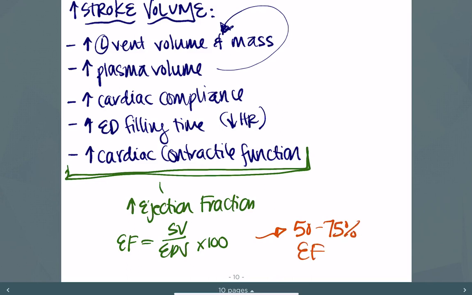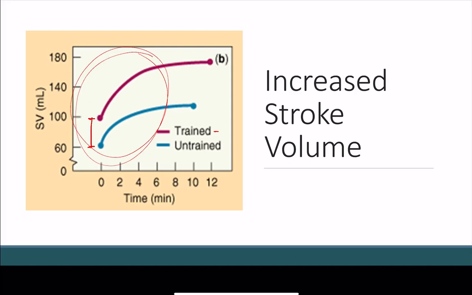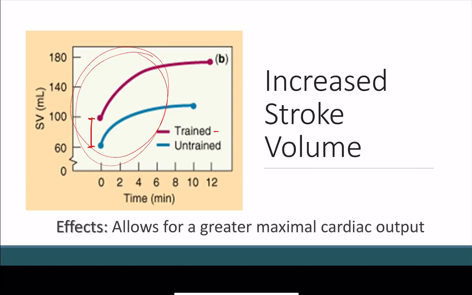But if you have a larger heart that has a stronger wall, you're going to be able to squeeze more blood out per beat and increase that ejection fraction, which will ultimately increase stroke volume. When taken together, the benefit of the stroke volume gives you the most significant cardiovascular adaptation with aerobic training. It allows for a greater maximal cardiac output.